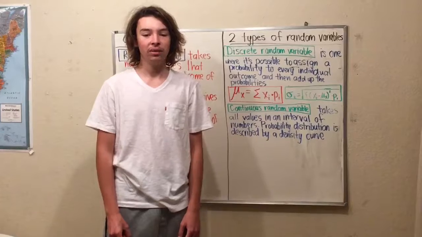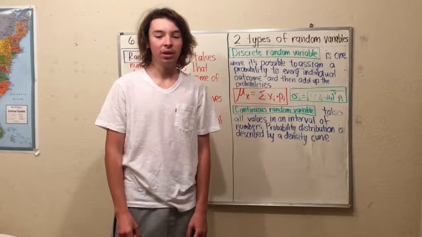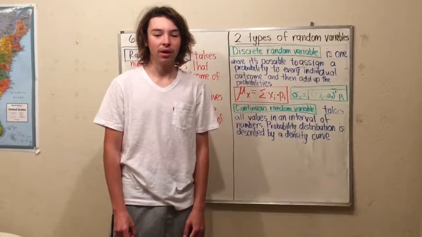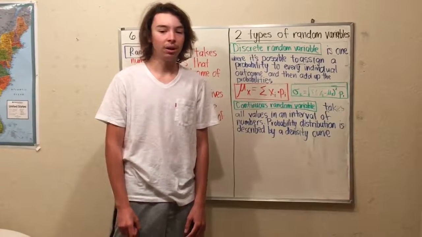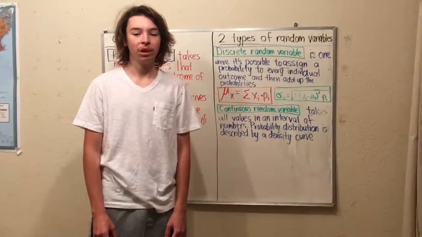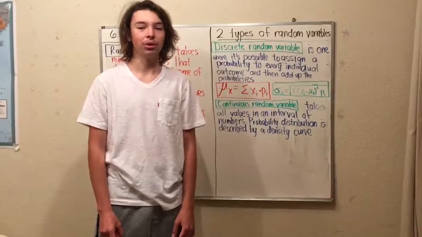The probability of any event is the area under the density curve and above the values of x that make up the event. An example would be the heights of people in a population. There are an infinite number of possible values of a person's height in a population.